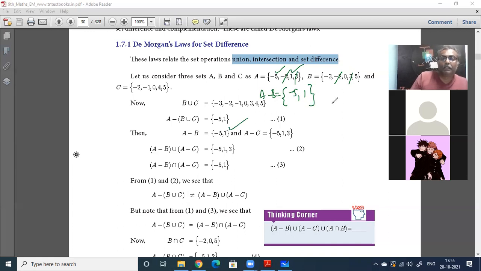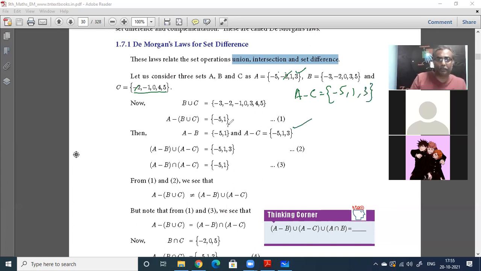This is correct. Then let us try A minus C. A is -5, there is no -5 in C. -2 is there in both, so cut this off. 1 is there, no, there is no 1 in C, so retain that. Then 3, there is no 3 in C, so you can keep 3. So A minus C is equal to {-5, 1, 3}. This is also correct.